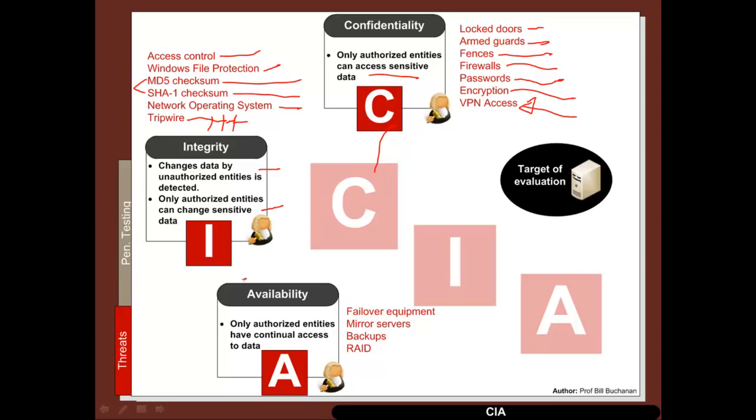Then we can have availability, and for this it is only authorized entities who have continual access to the data. So this might involve having failover equipment, such as failover servers. If one server fails, then another one will kick in. We can have mirror servers working in tandem with each other and synchronizing the data, even down to the process level. So if one falls over, the other one can take its place.